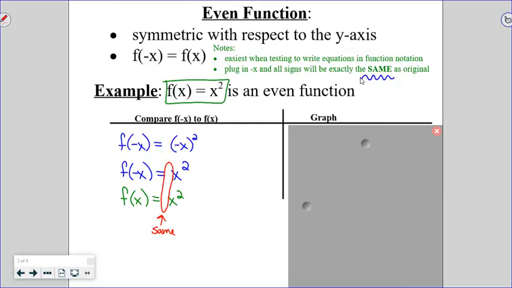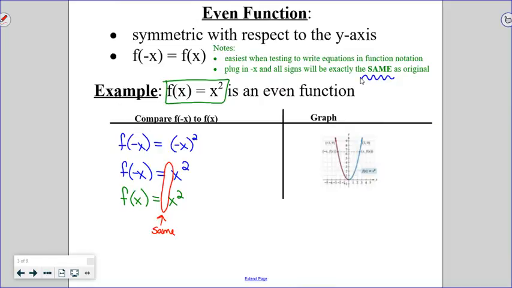Looking at our graph to find an even function, remember that it would have y-axis symmetry to be an even function. And there is a picture of y equals x squared, or f of x equals x squared. Questions on that?